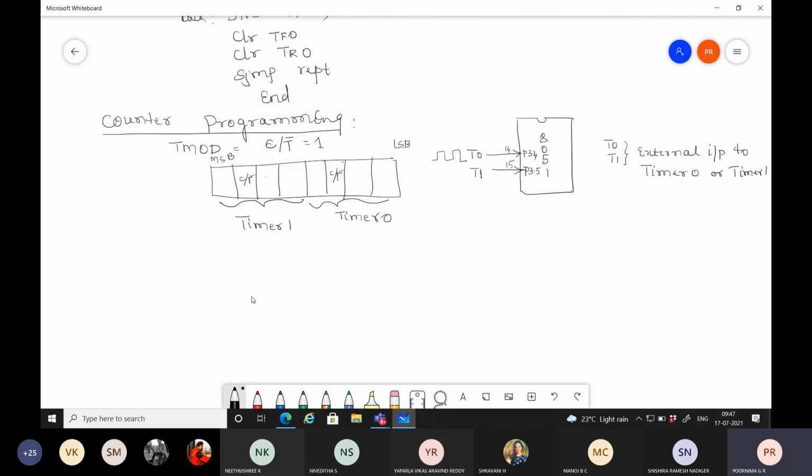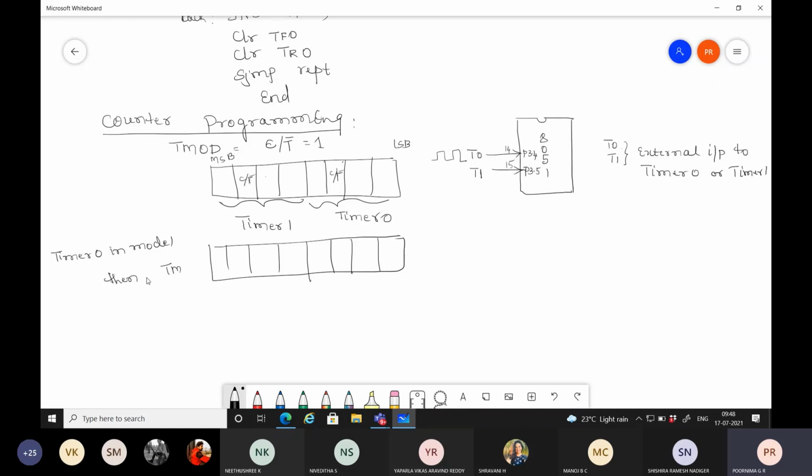So, as usual, you can make use of the counters in different modes. For that, let us see what the TMOD bits are and how we set them. Suppose timer 0 as counter we are using in mode 1 or mode 2, how will it be? Let us see the configuration of this TMOD register.